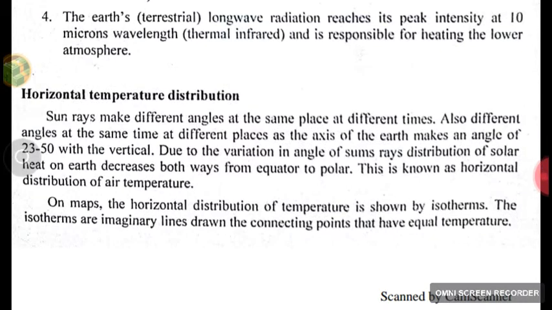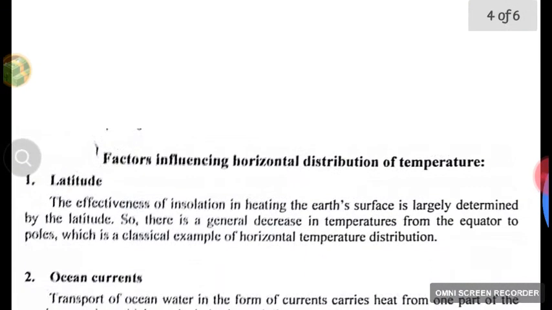See, you can see here. In the equator, we are getting the hot temperature, and as we move away from the equator, on both poles, we get cold temperature. And we will see what are isotherms. On maps, horizontal distribution of temperature is shown by isotherms. Isotherms are the imaginary lines drawn connecting points that have equal temperature.